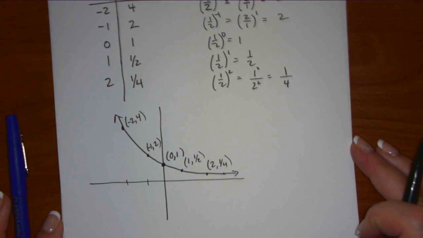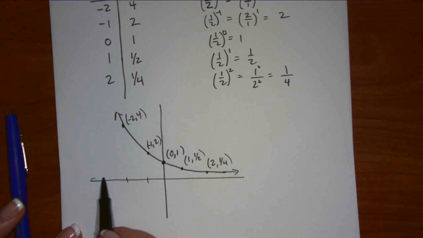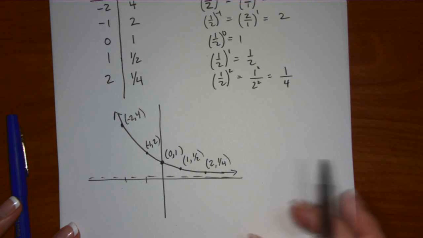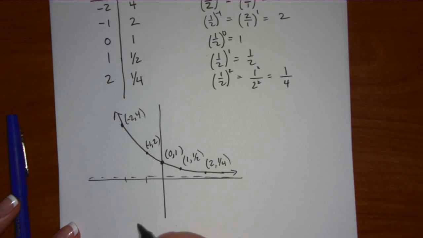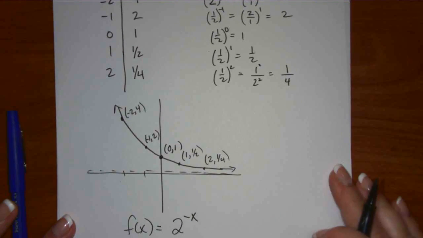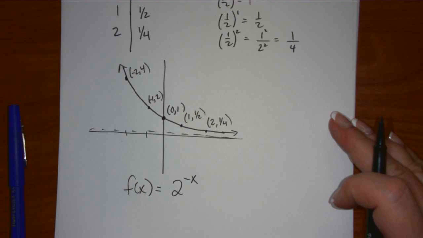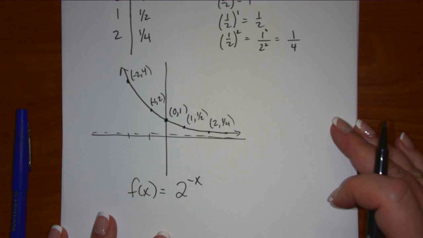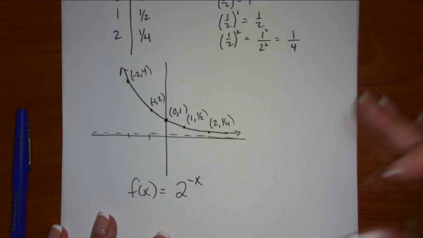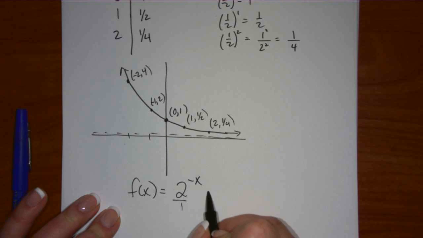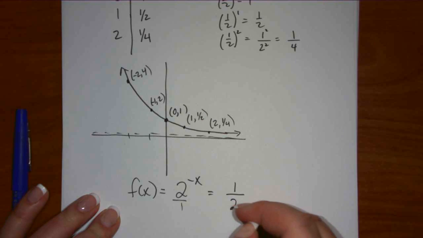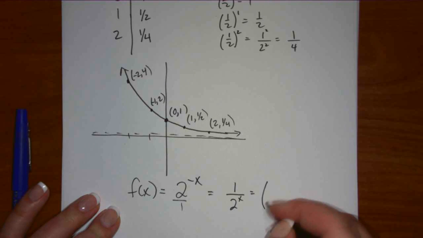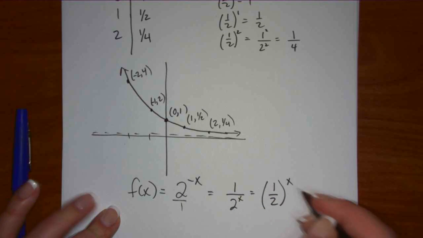So it just is the opposite. The asymptote is still there, but it goes the opposite way. What about this? What's a negative exponent? Flips it. So that would bring it down to the bottom. This would be 1 over 2 to the positive x. Is that the same thing?